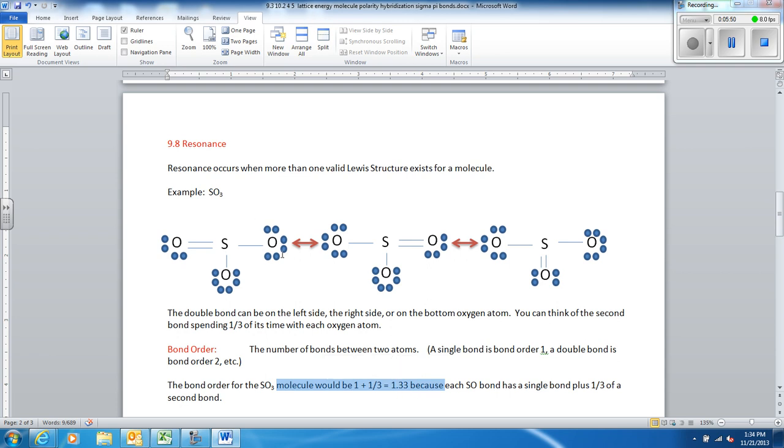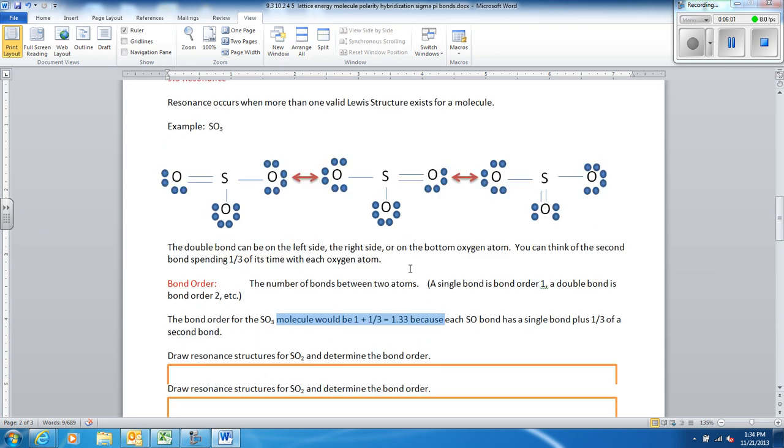We would say between each S and O, there is 1 1/3 bond, because one of the bonds just stays where it is. It just stays put. You'll see in each of these, the single bond is always there. That second bond is the one that moves.